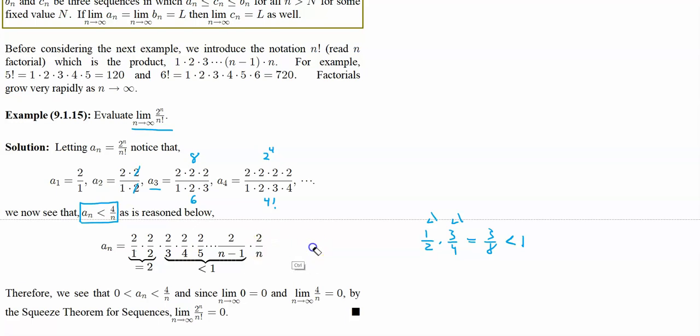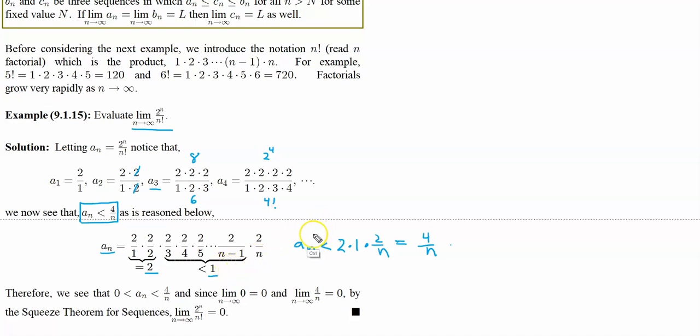So what we have then is that a sub n is going to be less than 2 times 1 times 2 over n. And so that's how we get the result that a sub n is going to be less than 4 over n. Okay, so that's how we get that, just by thinking of grouping the terms that are being multiplied together that comprise the a sub n.